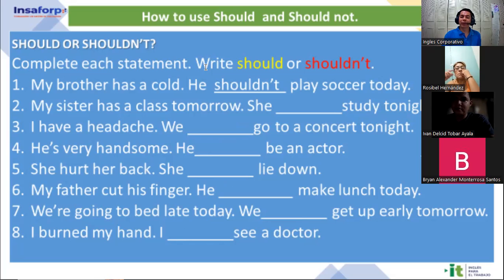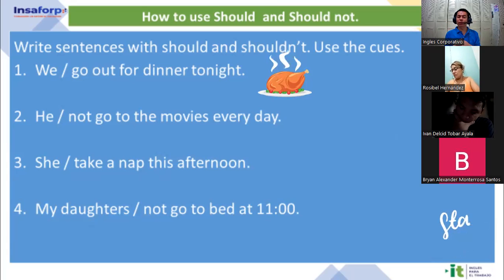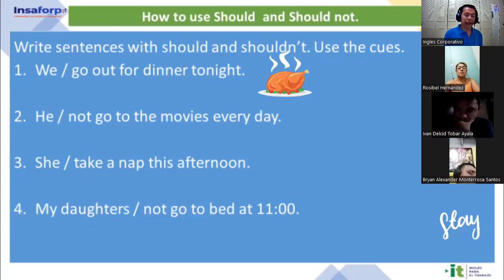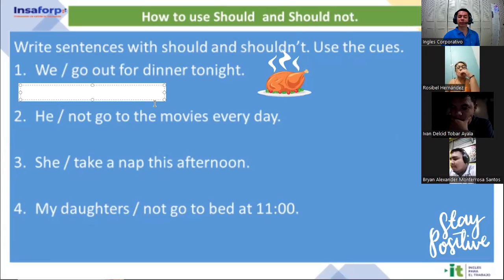Okay. Good. No questions. Let's continue, right? Good. Now, here we have some sentences, and we are going to write the sentences using should or shouldn't, right? Okay, let me see who's going to help me right now. Estela, please. Number one, Estela, please. Can you help me? We go out for dinner tonight. Pochito.